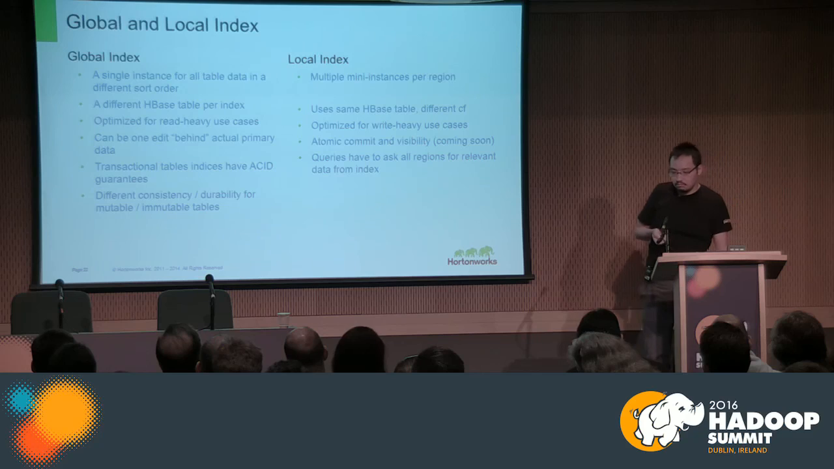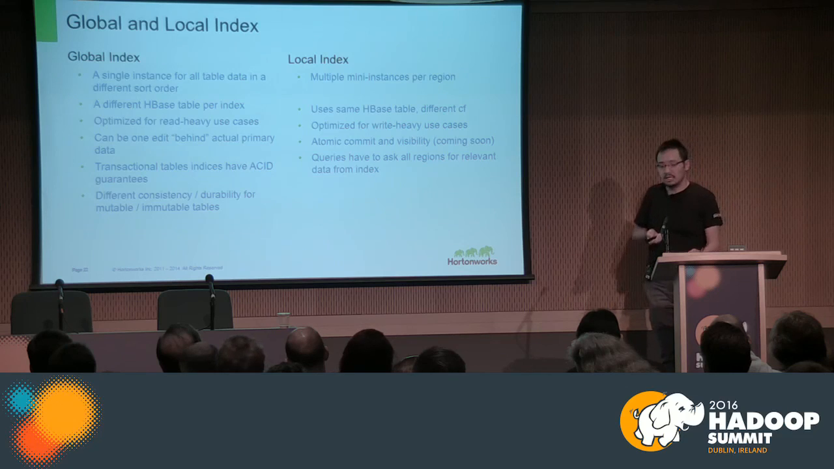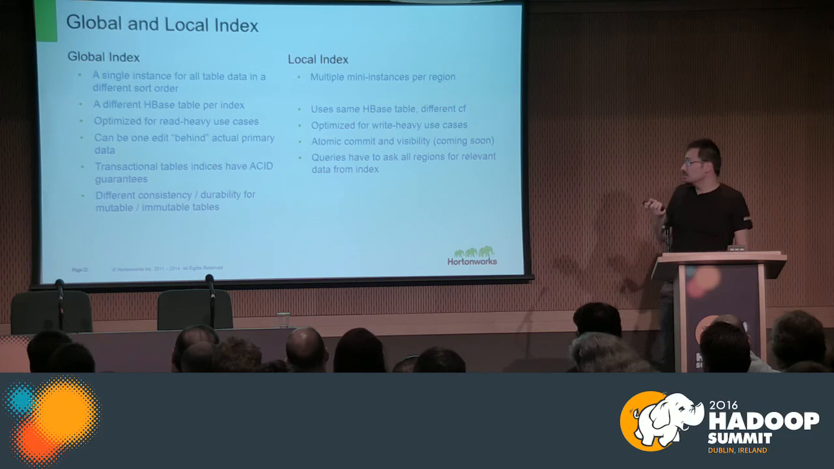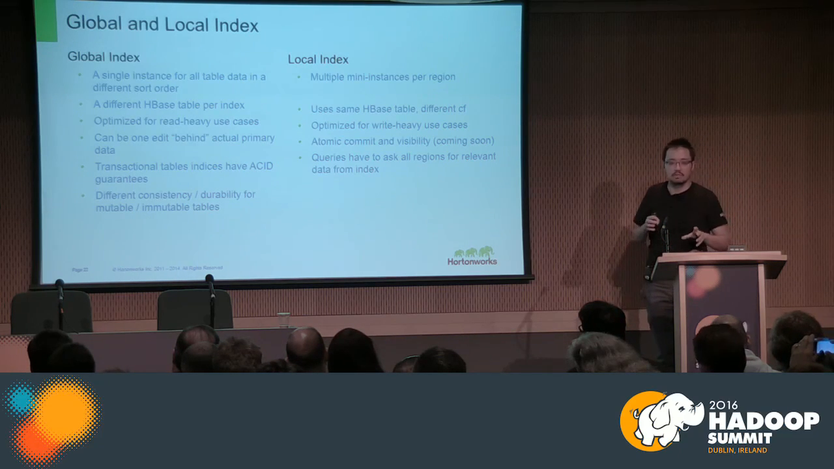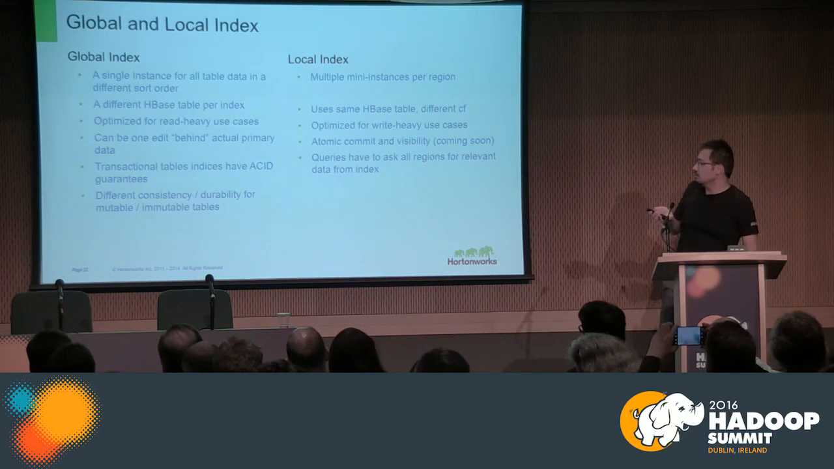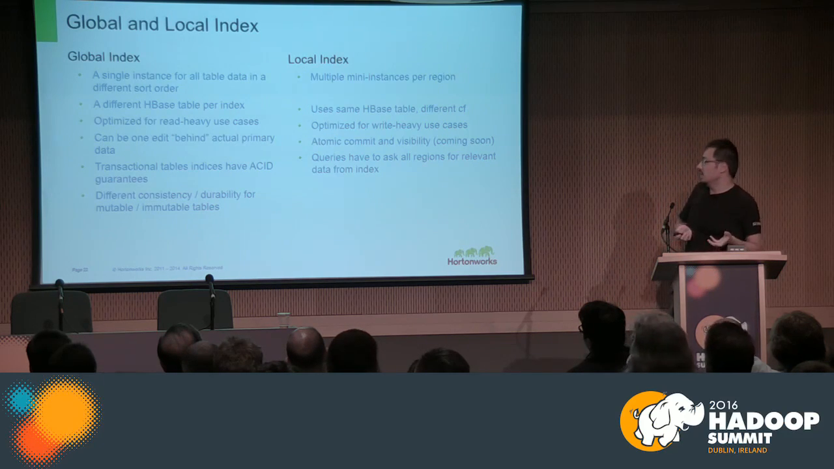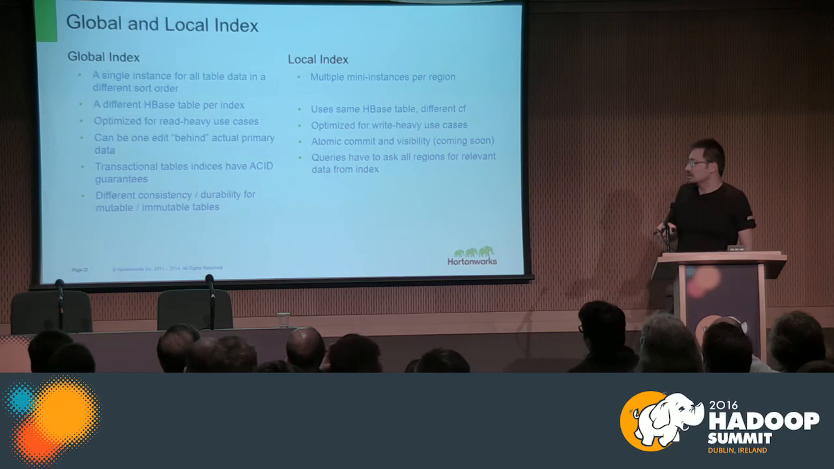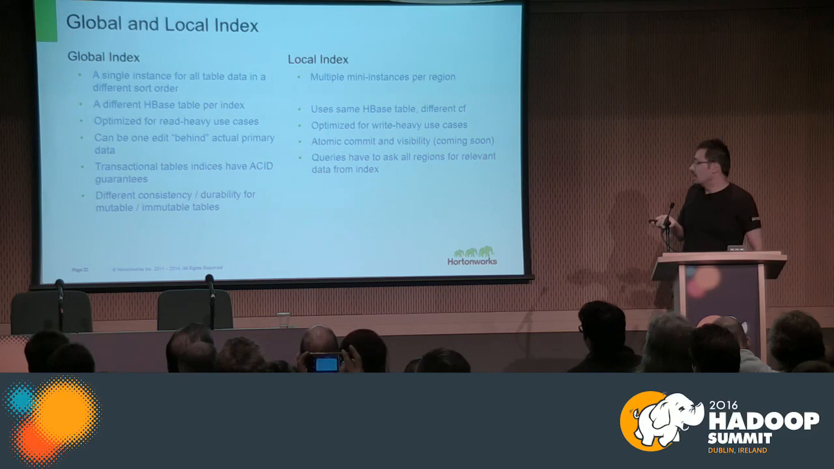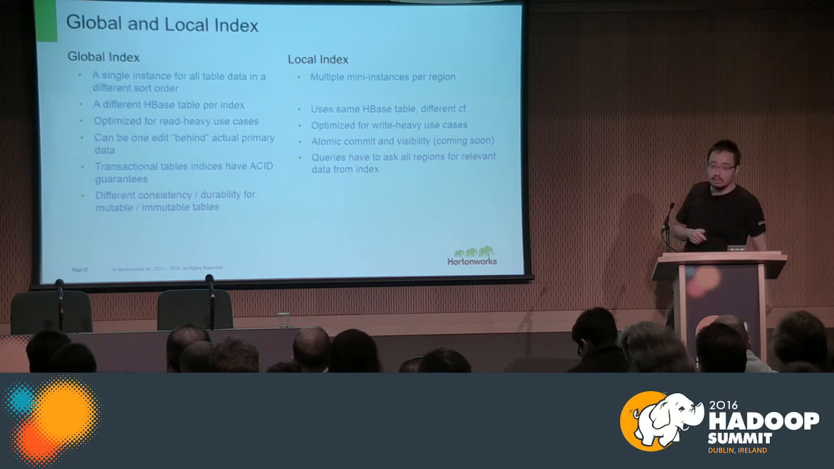And as I said before, Phoenix has a concept of a global index and a local index. The global index is usually read optimized versus the local index is write optimized, right? You can think of the local index as a mini instance of the index per region. So in the local index, we use the same HBase table to store both the primary data and the secondary index data. And we can do atomic commit and visibility for the local index. But we can also do the same thing using transactions in the global index case. All right?